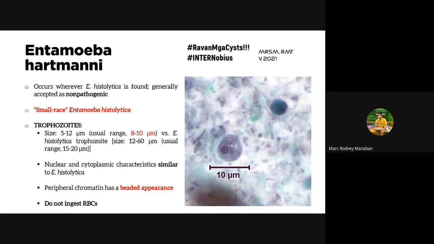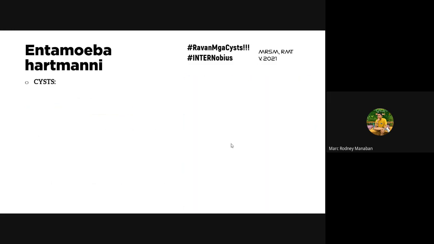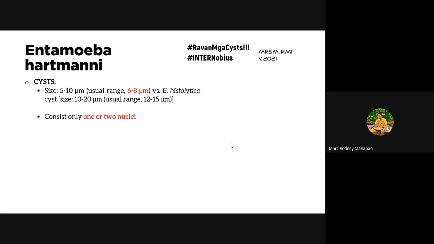But for Entamoeba hartmanni and Entamoeba histolytica, size matters. That's for the trophozoites of Entamoeba hartmanni. Now, for the cysts of Entamoeba hartmanni, the range is about 6 to 8 micrometers. That was in your pre-test, right? The cyst was described, and its size is about 6 to 8 micrometers. It consists of only 1 or 2 nuclei.